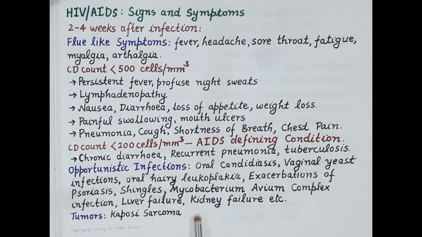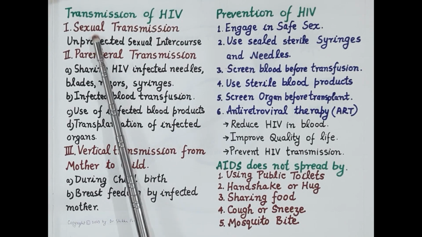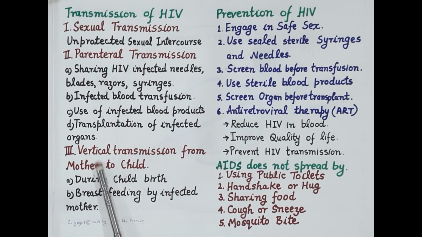So these are the signs and symptoms of HIV and AIDS. Now HIV or AIDS is a communicable disease. Now it can spread from one person to another. So now let's understand how HIV is transmitted. Now HIV is transmitted mainly by three routes: sexual, parenteral and vertical.